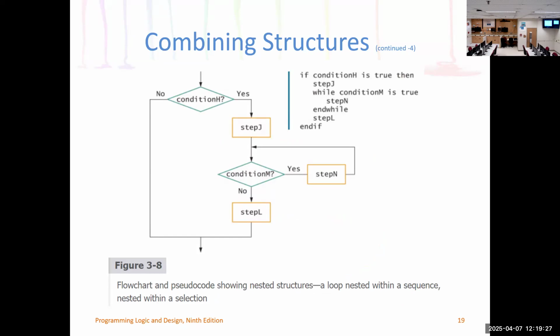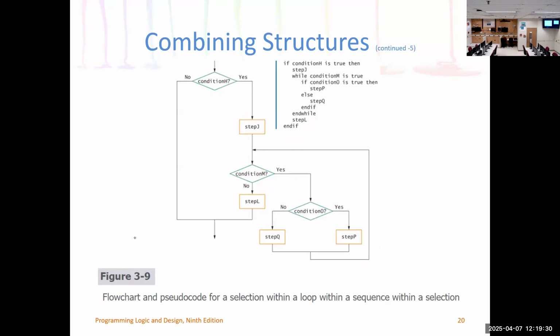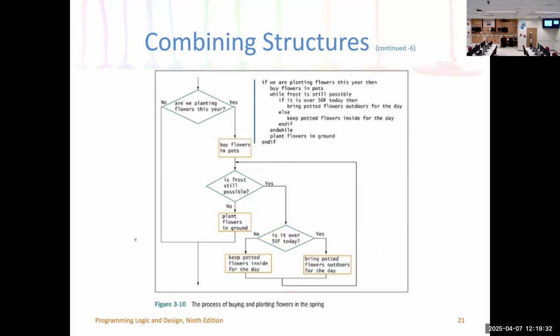So that is a loop nested in a sequence. Okay, that is a case here, right? The thing about that structure: you have the selection you put inside the loop, and the loop here you put inside the sequence, and again the whole block here you put inside the selection.